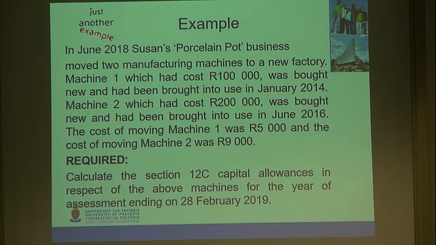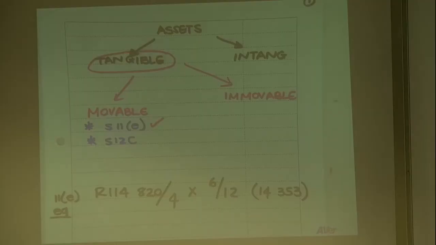Because we've moved the assets in this year, and this is a sole proprietor, so 28 Feb year of assessment. We want to know what is deductible in the 2019 year of assessment. I'm going to give you a couple of minutes. Try and figure it out on your own, and then we'll do it together on the board. Okay, let's have a little bit of a chat around it together.